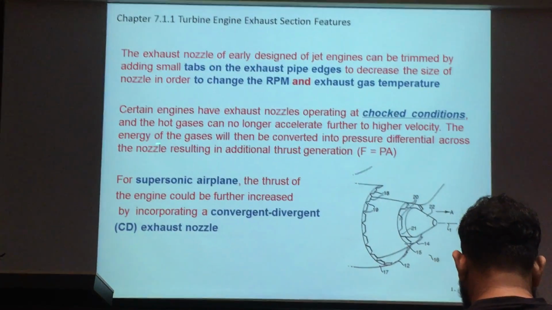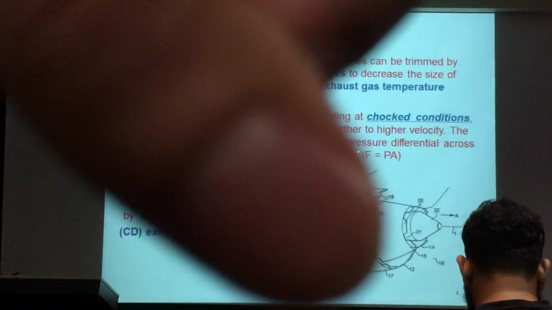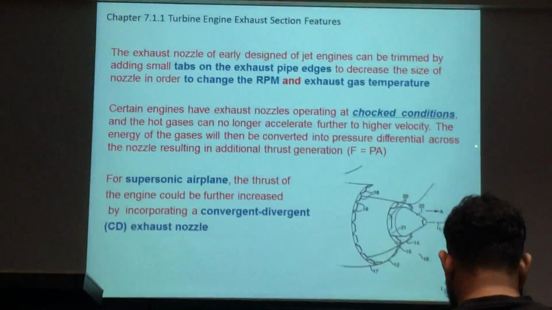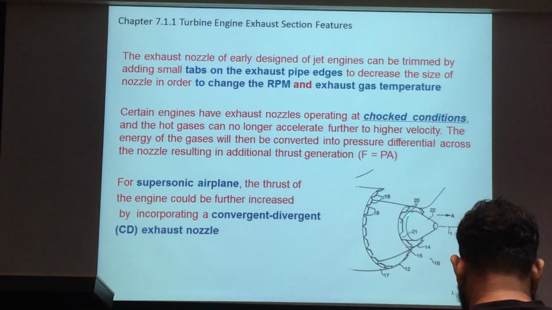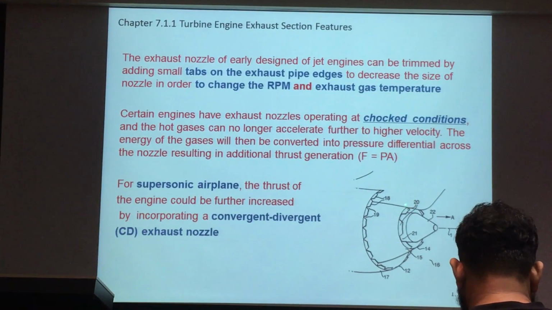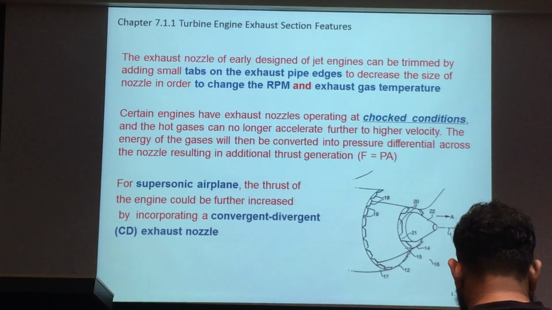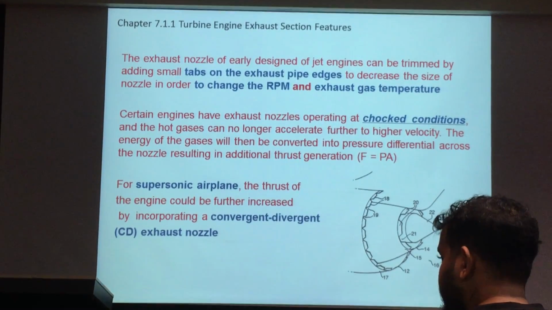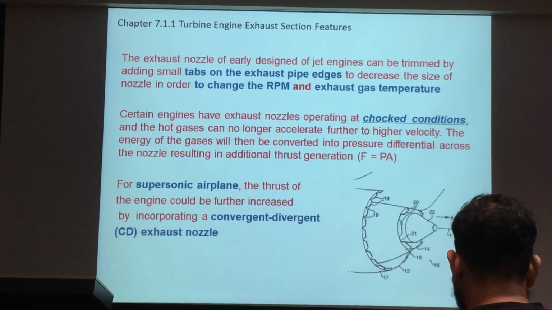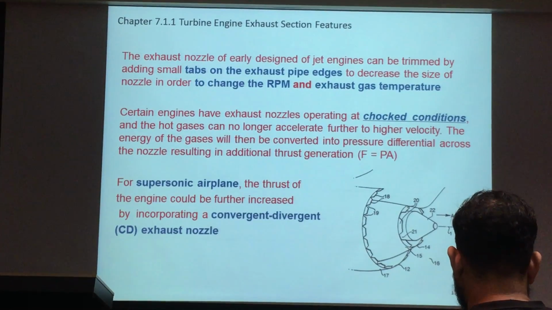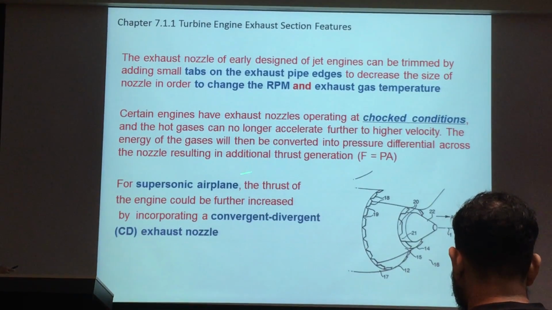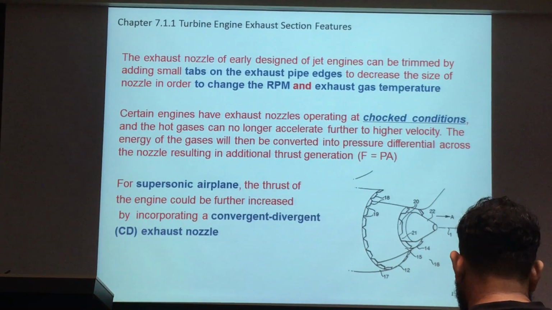The energy of the gas will then be converted into pressure difference. You convert a lot of velocity energy to become potential energy. And with this, you created a very high pressure difference. Yeah, this is called choke condition. Able to explain this one? This is for sonic.